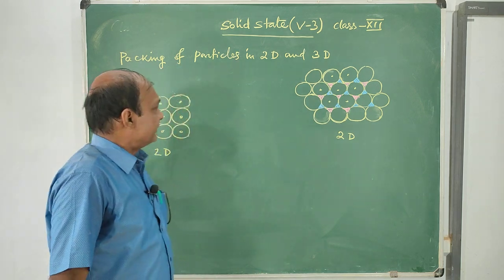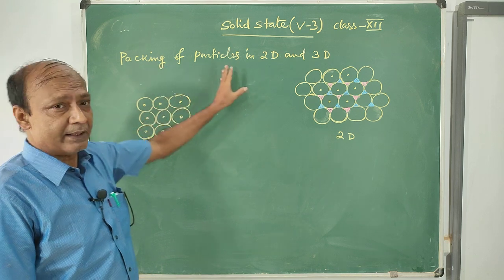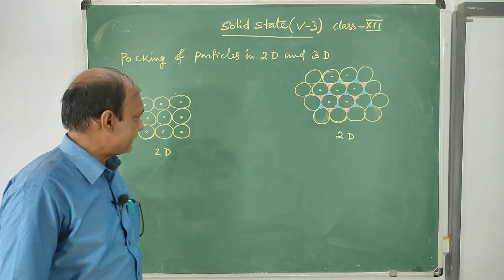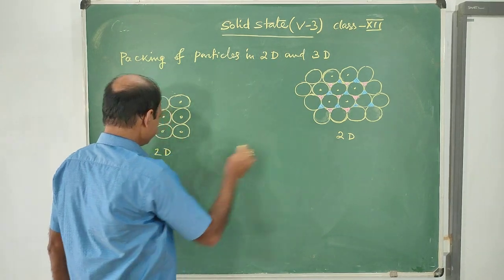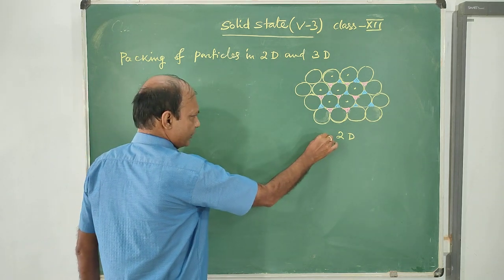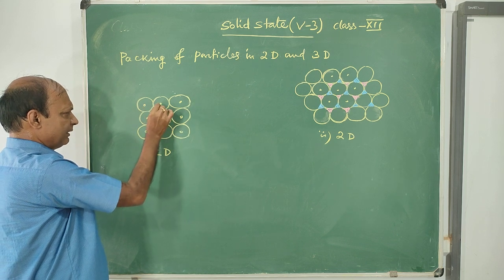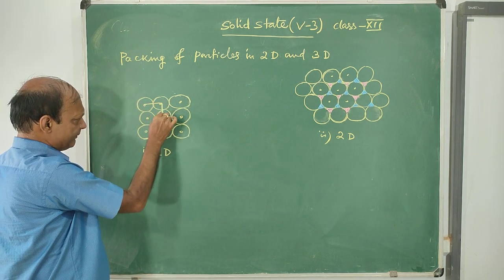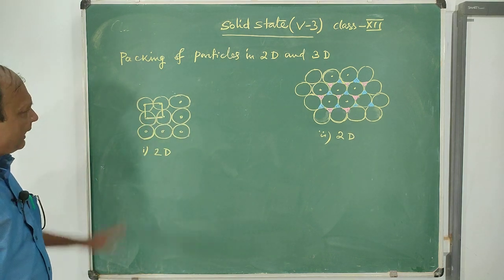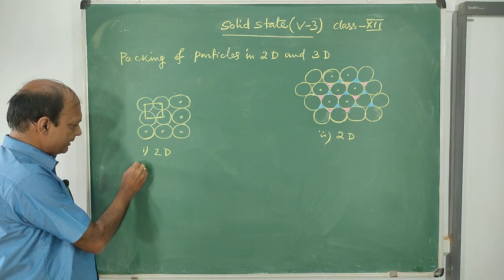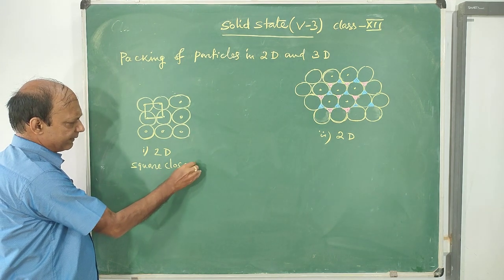Now let us see, there are two types of packing possible of the constituent particles in solid. Two types of packing. This is number 1 and this is number 2. In number 1 this packing, if you join center to center of any 4 particles, it will form a square, and that's why this packing is named as square close packing.